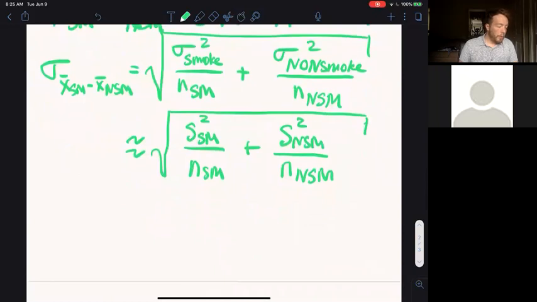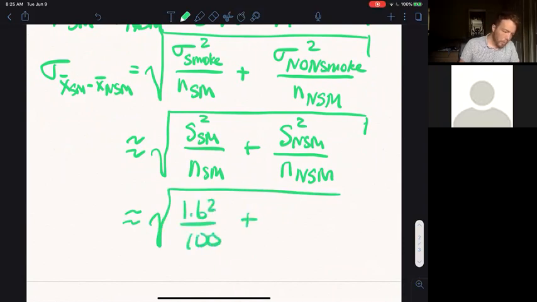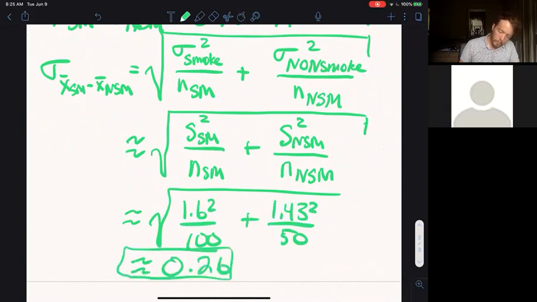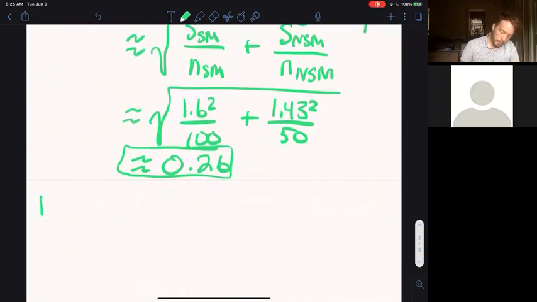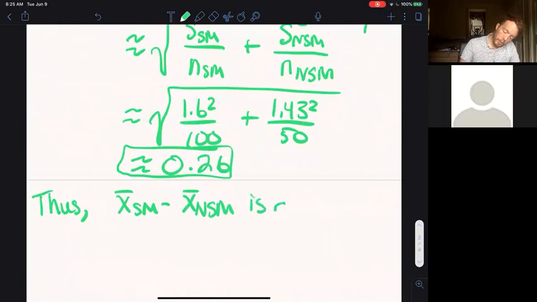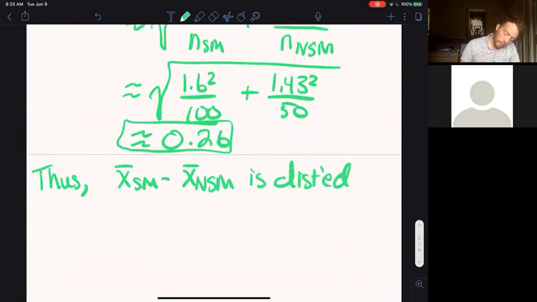Cool. And this is just going to be equal to, using our numbers, 1.6 squared over 100 plus 1.43 squared over 50, which is around 0.26. Cool. That's that. Thus, X bar smoke minus X bar non-smoke is distributed normally with this distribution.